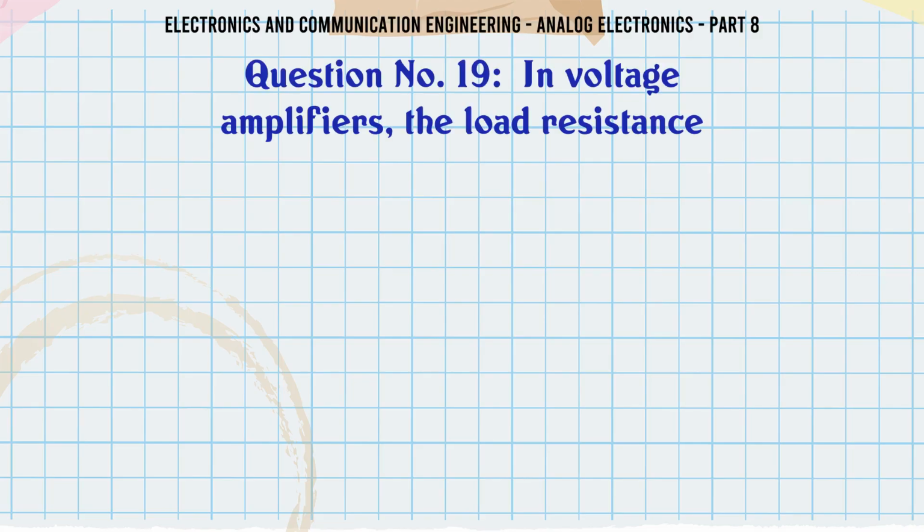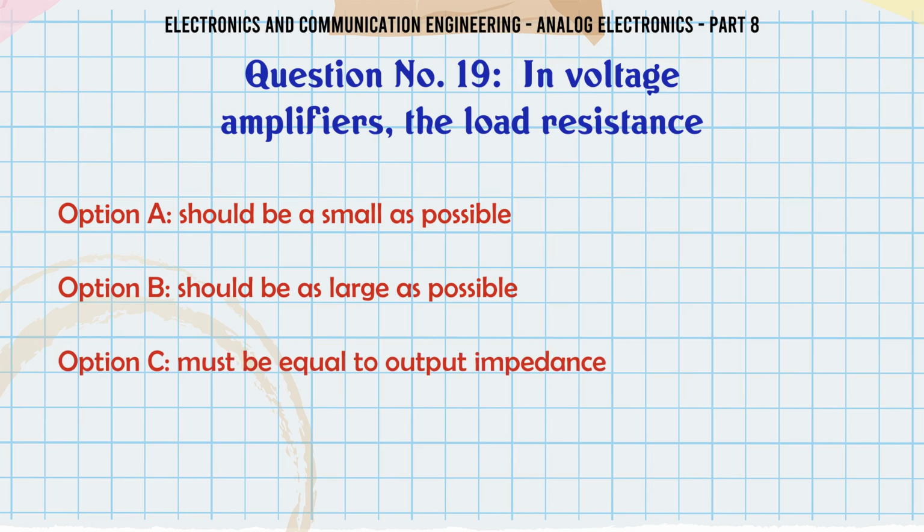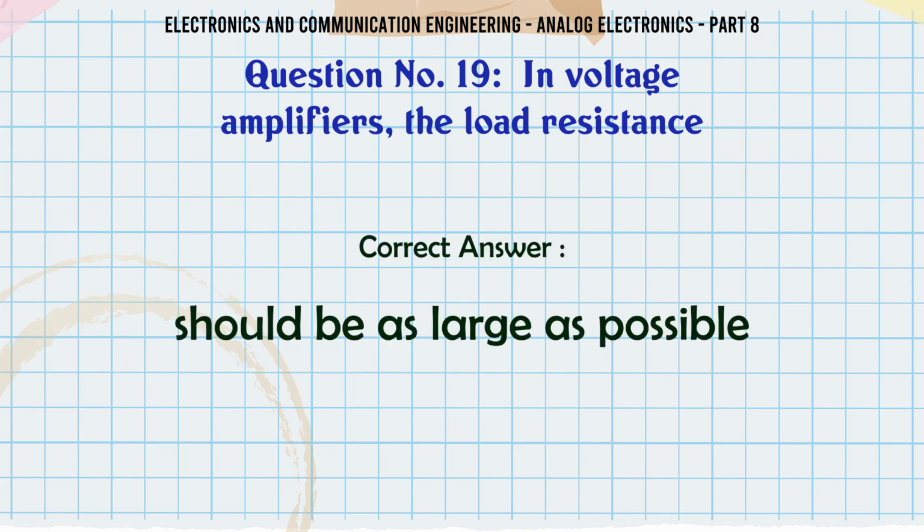In voltage amplifiers, the load resistance: A, should be as small as possible. B, should be as large as possible. C, must be equal to output impedance. D, must be half of output impedance. The correct answer is should be as large as possible.